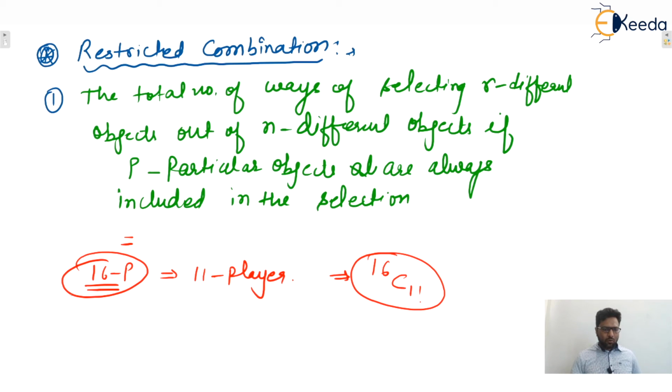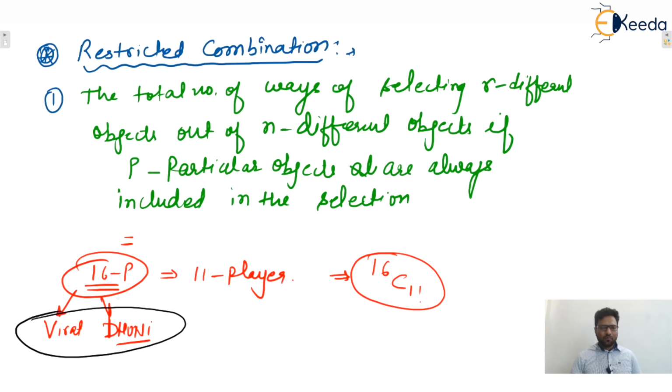Let's say two particular persons, Virat Kohli and MS Dhoni. This is the restriction: these two players must be included in the selection. So two particular players are always included, which means they are in the selection already. Now two players are already there, so instead of 11, we need to select only 9.